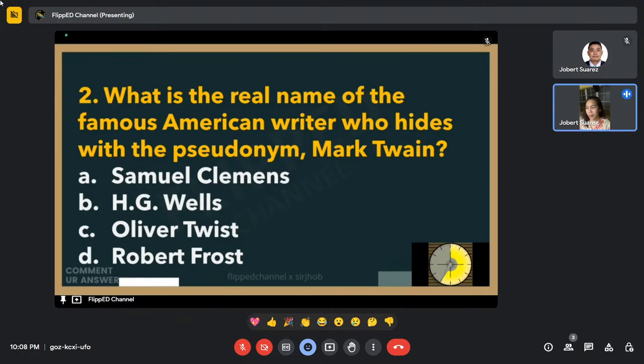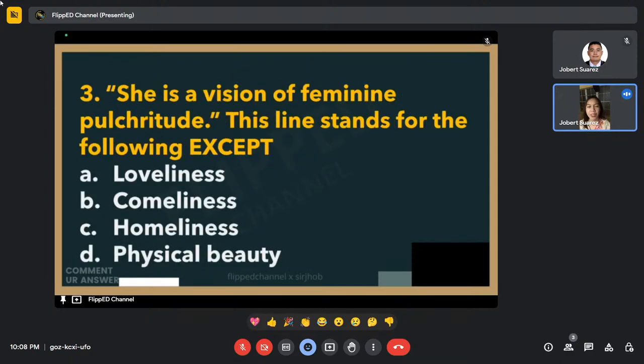All right, time's up. The correct answer for this one is letter A. It's Samuel Clemens. May nakita akong letter A, mostly letter A. Very good. Number three question. She is a vision of feminine multitude. This line stands for the following, except. Timer starts now.